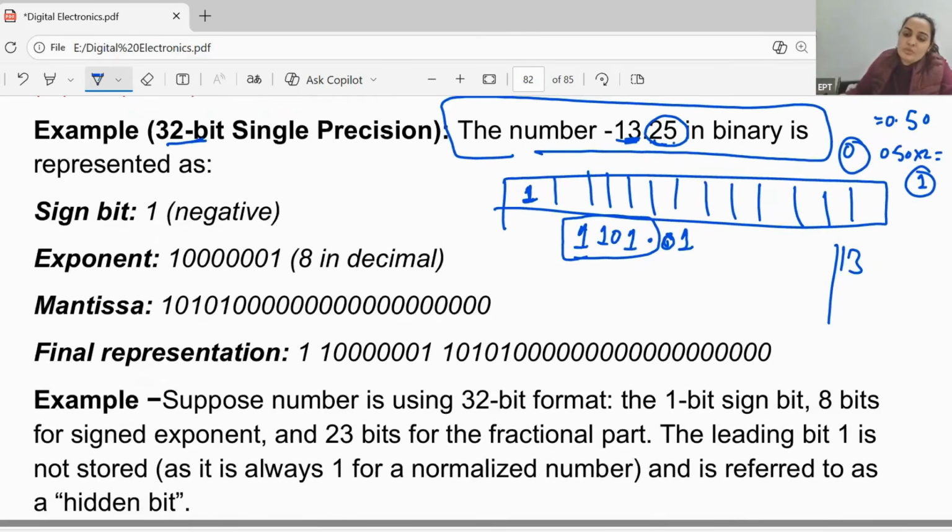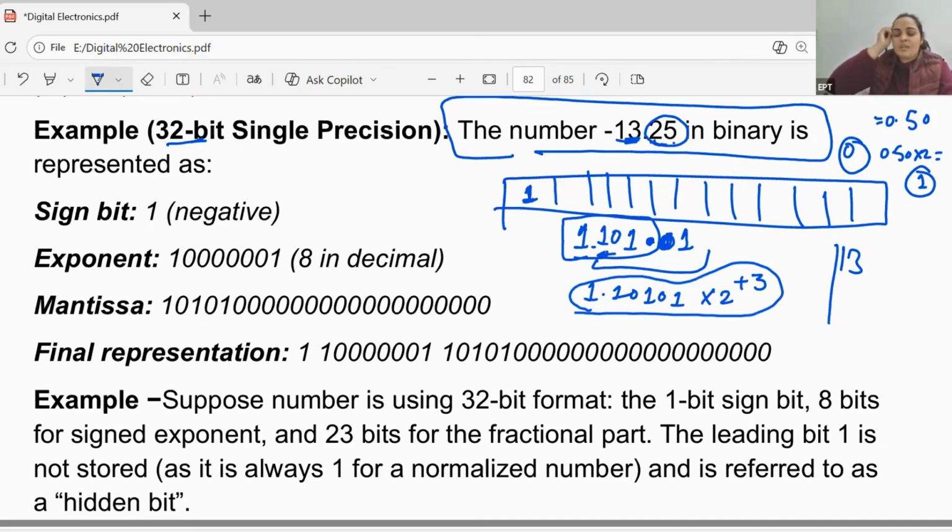Now let's represent this in normalized binary form. I have to shift the point towards the left. It becomes 1.10101 multiplied by 2 raised to power plus 3, since I am shifting it by 3 places to the left. Now fill this in. The sign is 1. This is the fractional part, so I write 1 0 1 0 1, and the remaining bits will be 0.